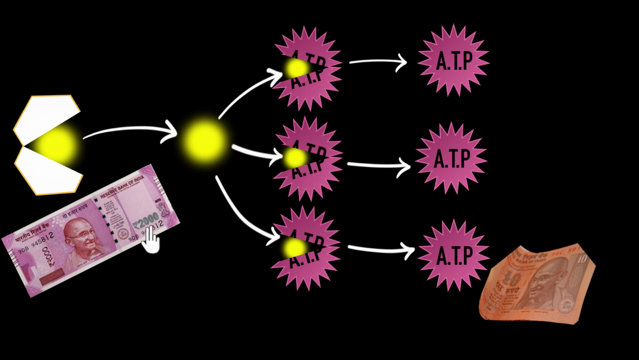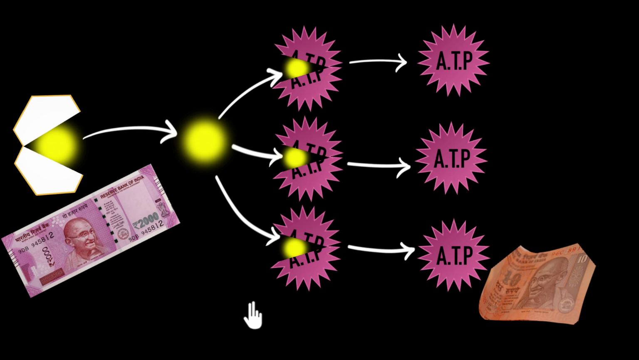Then glucose would be like a large denomination, like a 2000 rupees note. And ATP is like the smaller denomination, like a 10 or 5 rupees note. Now, if I want to eat pani puri or ice cream or chocolates, it just makes a lot of sense to carry 10 rupees notes, right?